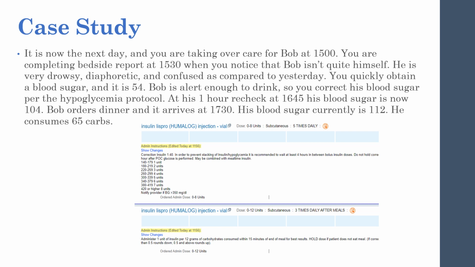Bob is alert enough to drink, so you correct his blood sugar per the hypoglycemia protocol. At his 1-hour recheck at 16:45, his blood sugar is now 104. Bob orders dinner, and it arrives at 17:30. His blood sugar is currently 112, and he consumes 65 carbs.